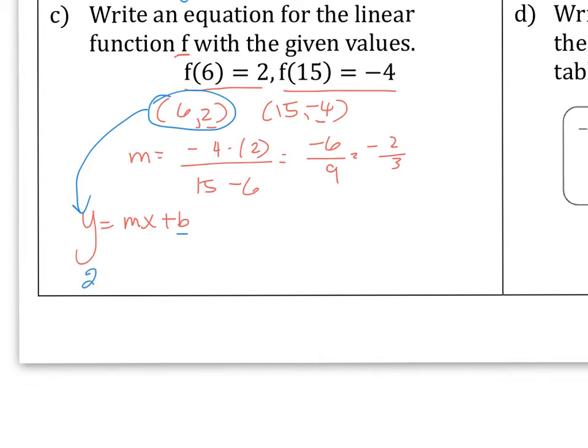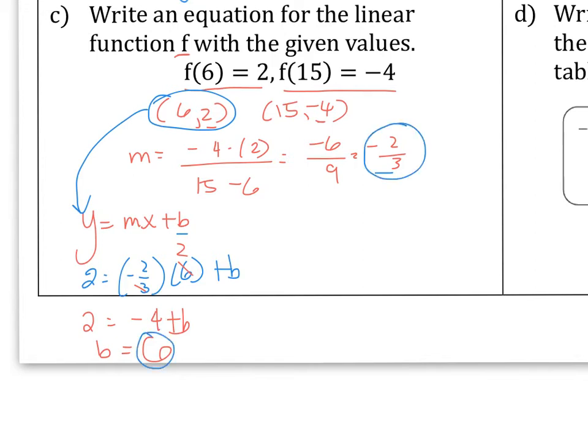So y is 2, slope is negative 2/3, x is 6. I can simplify. So 2 equals negative 4 plus b, and b equals 6. Now I have my y-intercept and my slope. I can write the equation of the line. Plus 6 because this is positive.